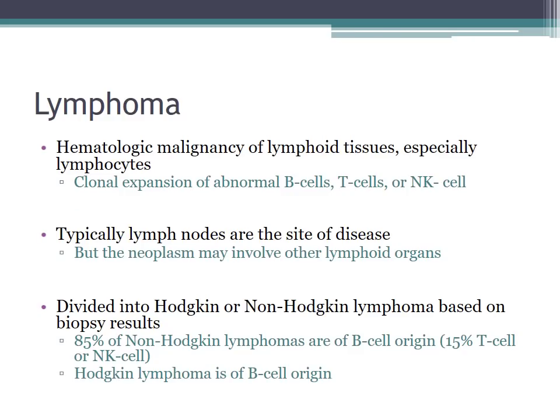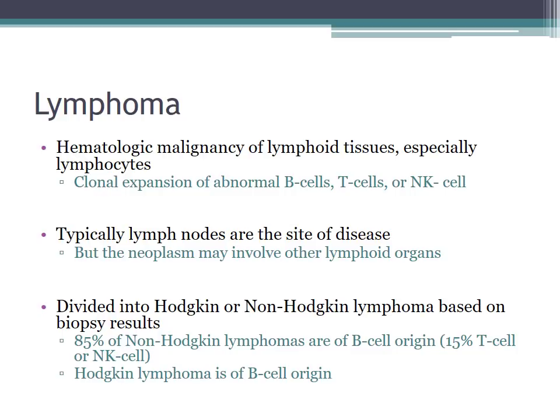Now we'll discuss lymphomas. Lymphomas are a hematologic malignancy of the lymphoid tissues, and this involves especially the lymphocytes, but it's usually characterized as B cells, T cells, and sometimes NK cells. Lymphomas are named lymphomas because the site of the disease is the lymph nodes. However, lymphomas can also invade other lymphoid tissues. Those would include things such as the liver, the spleen, the Peyer's patches of the intestines, portions of the skin, as well as eventually invading the bone marrow.